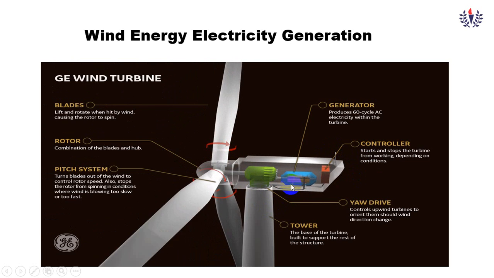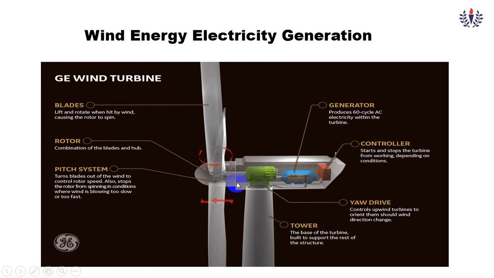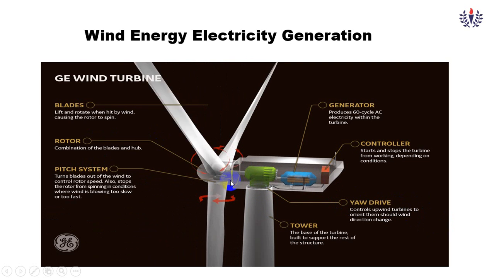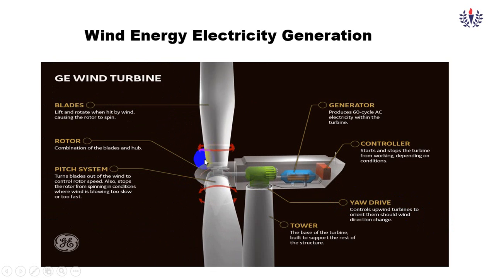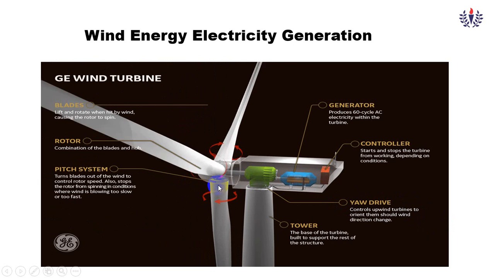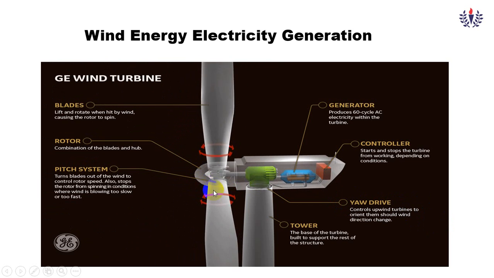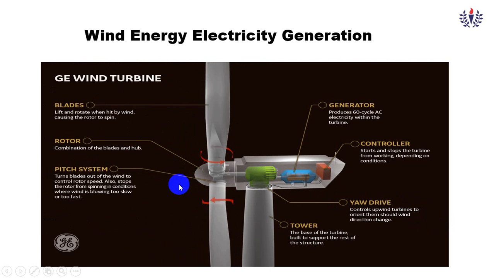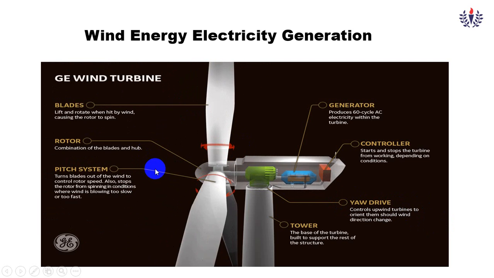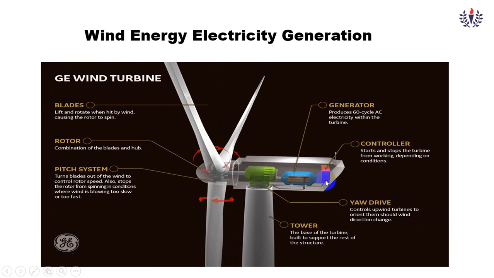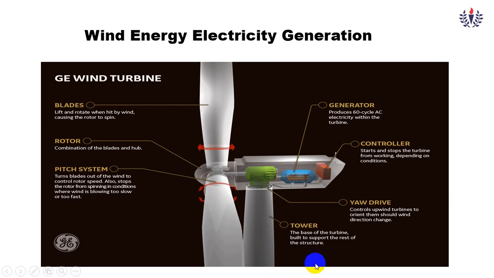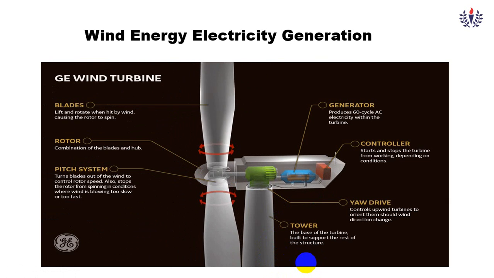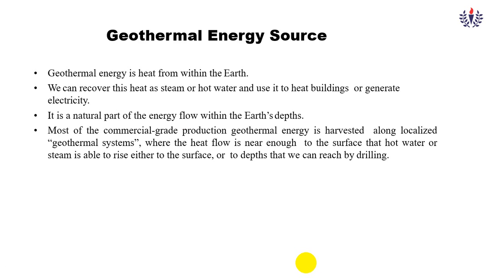If the wind direction changes, the head will move according to it, so for that purpose there is the yaw control. The pitch control is for braking, or we have to control the wind speed. For example, if the wind speed is more, we have to produce a braking force. So this is about wind electricity generation. Then from here it will go to the control room, where we can control the electrical power, either generation or transmission.